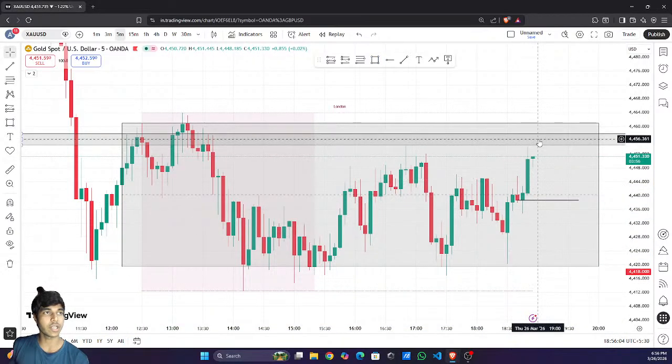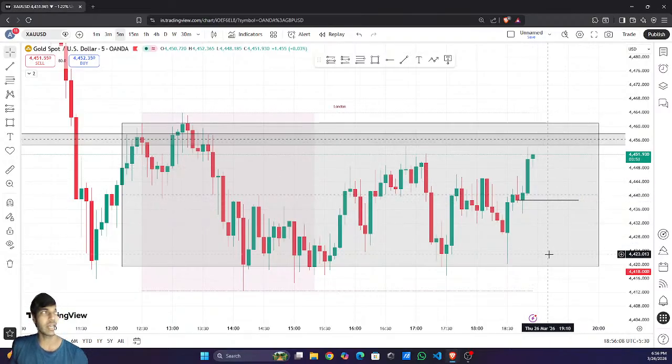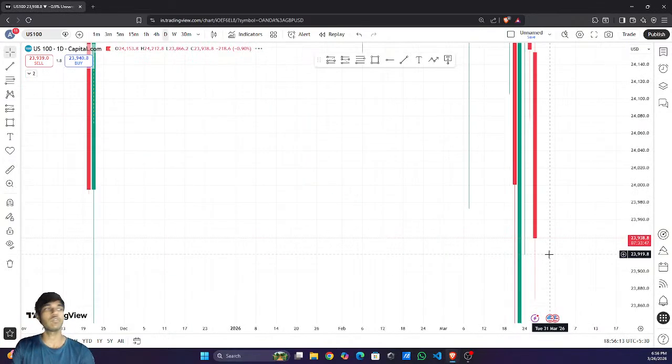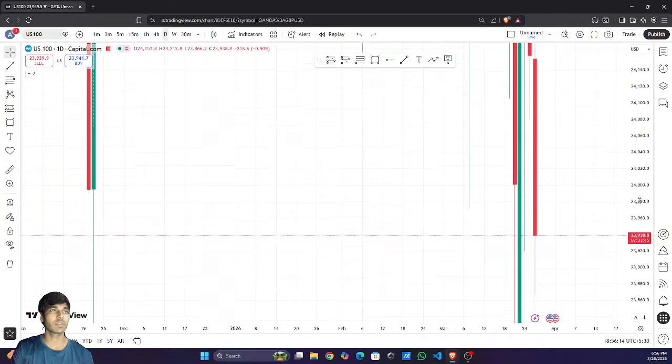And this is going straight. I need a pullback, and then if it gives a breakout, then we can also trade buys, but we are trend traders. So gold is not the one which we would like to trade. So we won't trade gold.